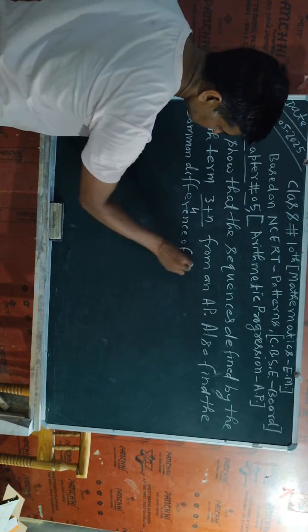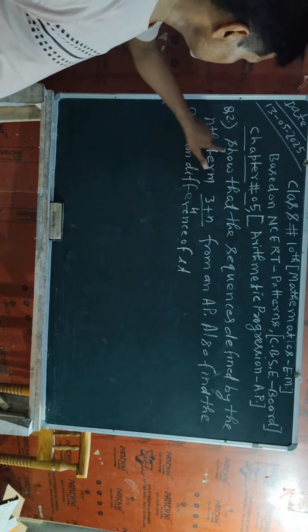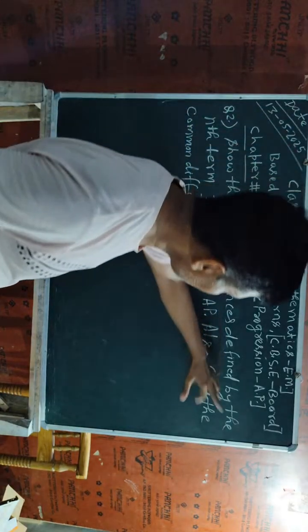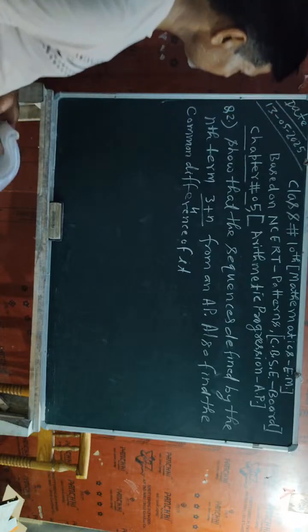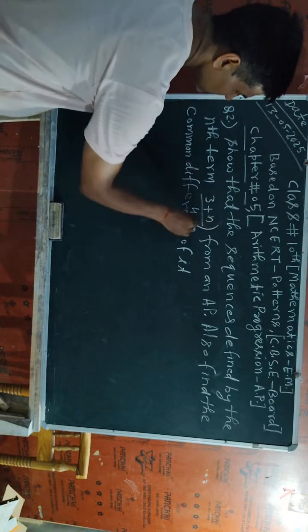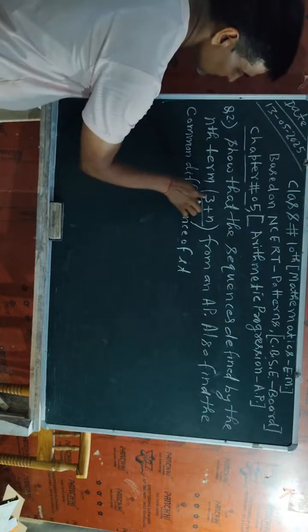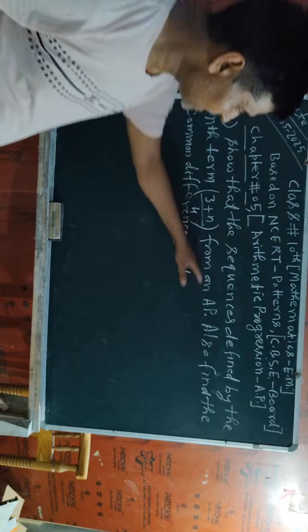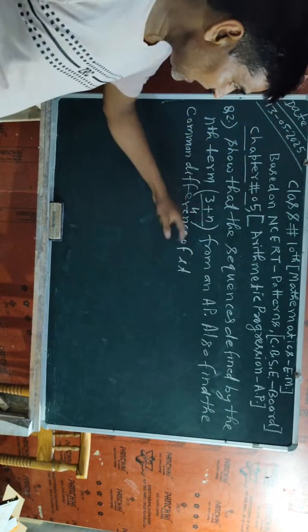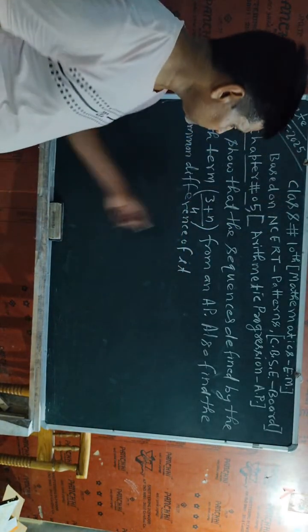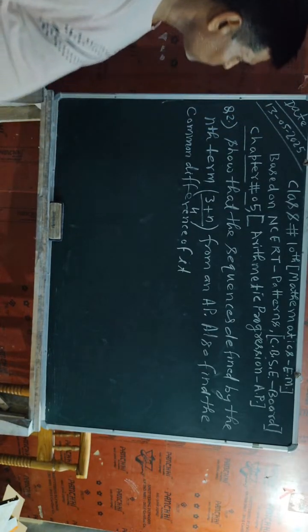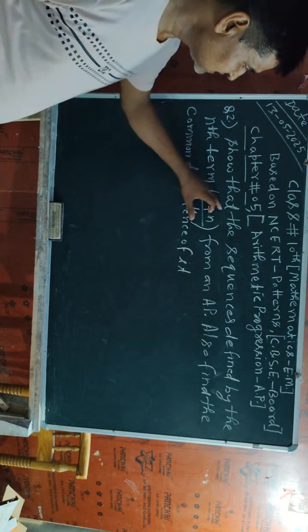Okay students, so here we have to explain this: the sequence is defined by the nth term, and that nth term is written in this form, (3 + n) divided by 4. We have to show that it forms an AP, and also find the common difference of it. So first of all we have to show that this is the nth term of an AP.